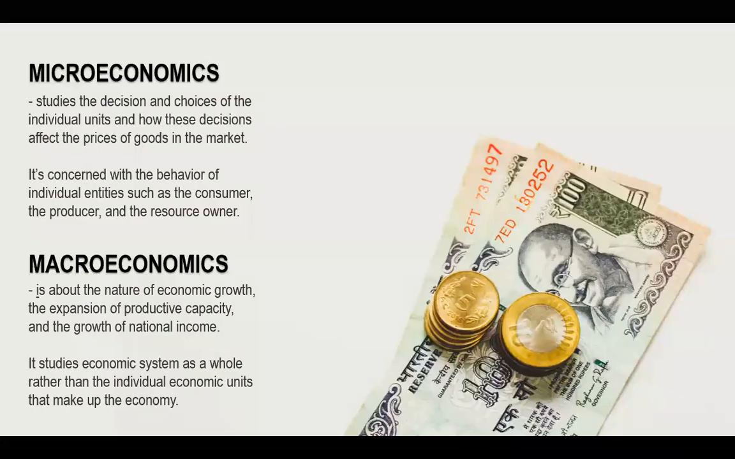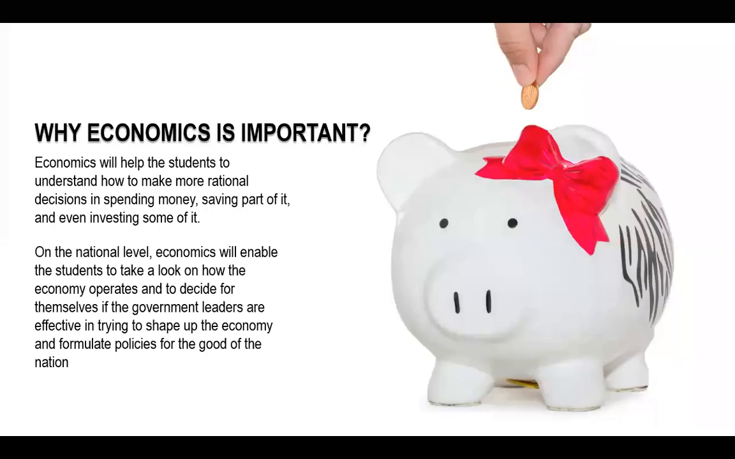Next is microeconomics. Microeconomics is concerned with the behavior of individual entities such as the consumer, the producer, and the resource owner, while macroeconomics studies the economic system as a whole rather than the individual economic units that make up the economy. Then let's answer the question: why is economics important?